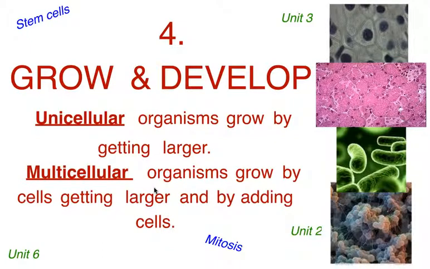Multicellular organisms, these are organisms that have many cells that make up their body. These are organisms that grow by, first their cells get bigger, but then the cells are going to divide and add more cells. So multicellular organisms have trillions and trillions of cells that make up the whole body.